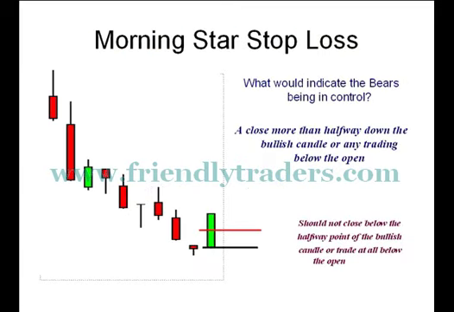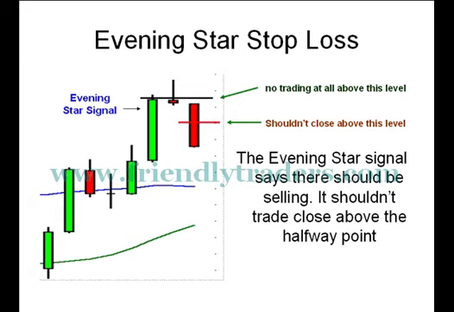The morning star signal is also an example of a large body candle that would use the halfway point as your stop. A positive open should not see a close more than halfway down that candle and should not see any trading below the beginning of that bullish formation. And obviously the parameters are the exact same for the evening star signal at the top.